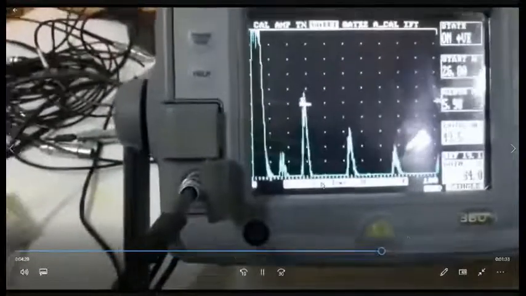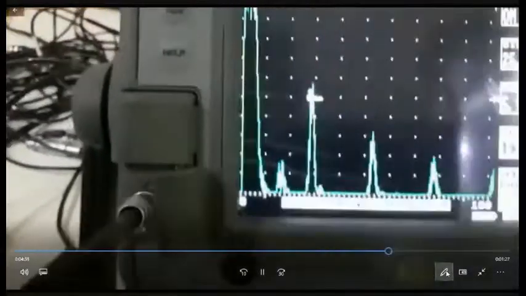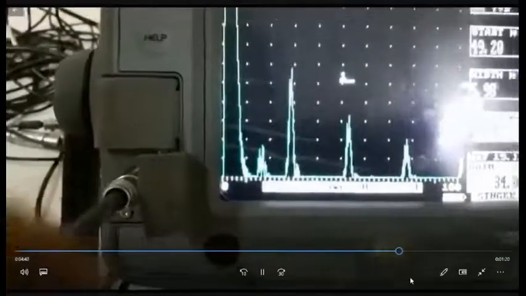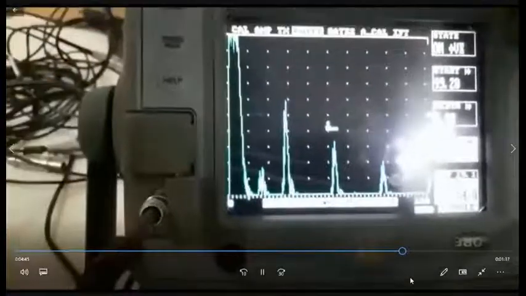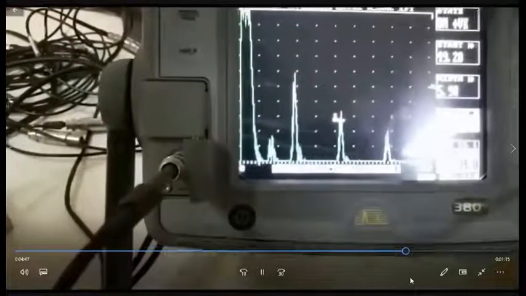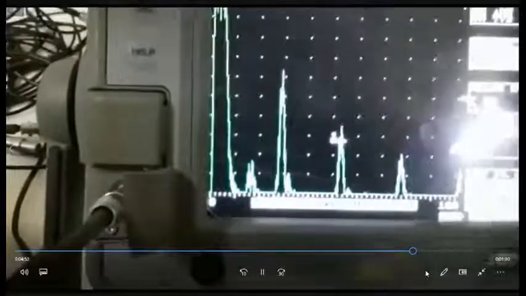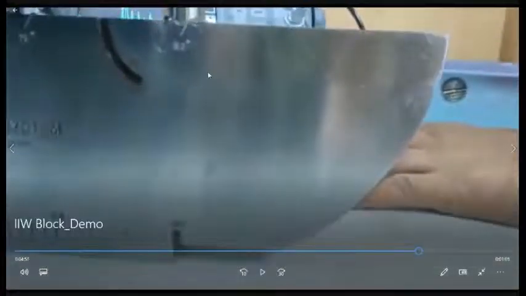We have already seen the distance calibration with the help of this IIW block. But one very important thing that we discussed today was about the resolution, right? To find out whether the probe is capable enough to distinguish between closely spaced defects. And that is what I am going to show you in this video also, as to how you do that using the 2 mm notch that you have over here. Okay. So this is the notch you could see on this end over here.